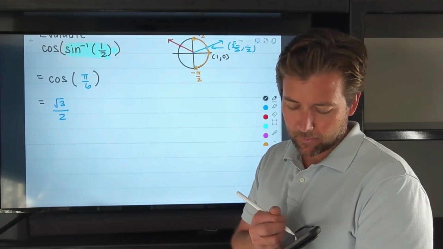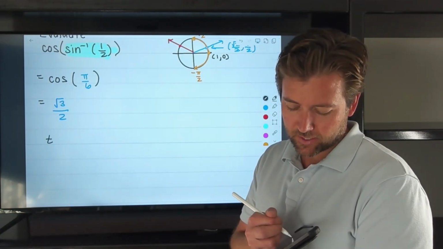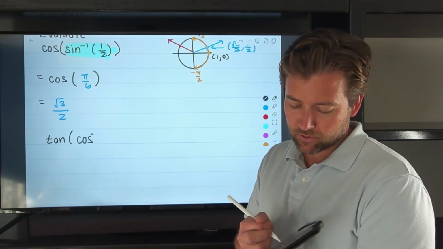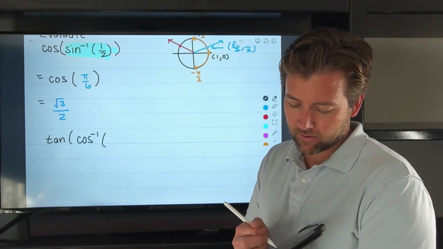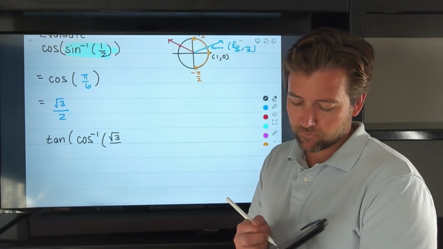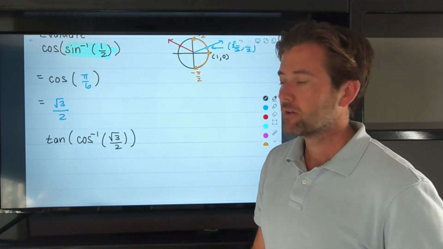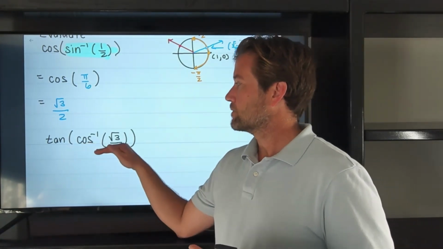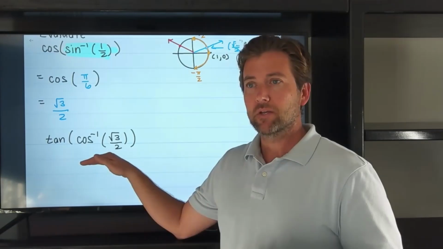Let's take the tangent of the arc cosine of rad 3 over 2. So making sense of this problem before we solve it, arc cosine of square root of 3 over 2 is going to be an angle.